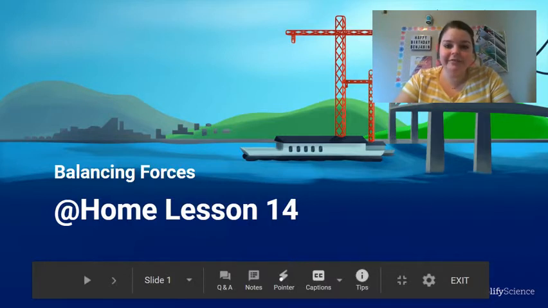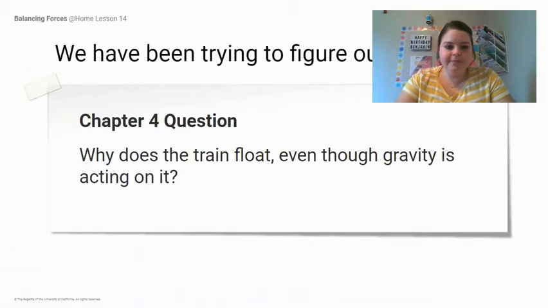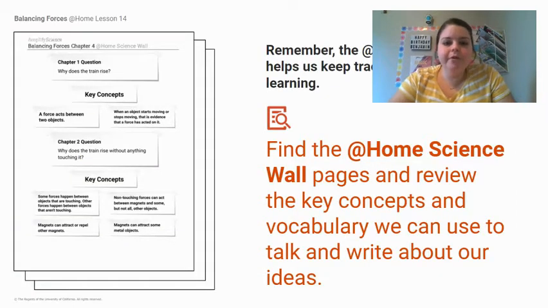Welcome back to lesson 14 of our Balancing Forces unit. Remember, we've been trying to figure out this question in chapter 4. Why does the train float even though gravity is acting on it? Before we get into our next activity, let's take a review of the concepts that we already know. I'm going to look at our home science wall that is always on the end of our writing assignments.